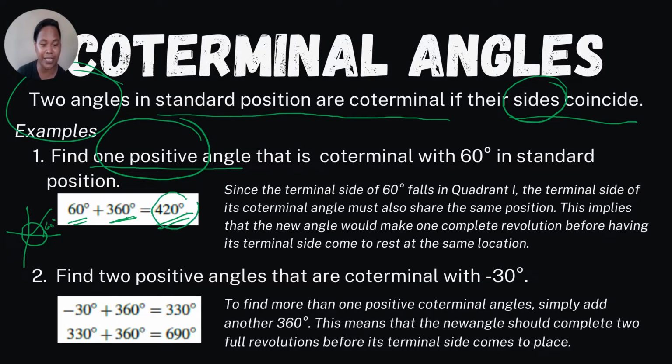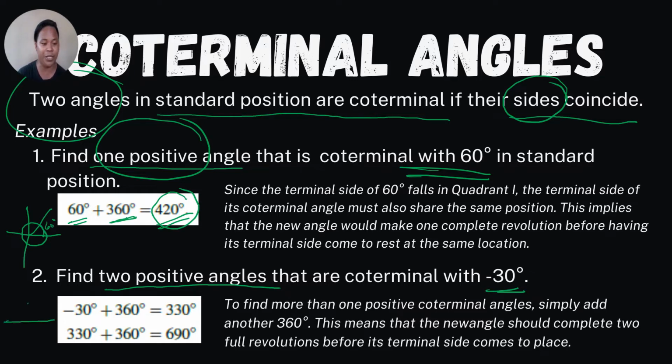And this 420 degrees is the smallest positive angle that is coterminal with 60 degrees. Example 2, we're going to find two positive angles that are coterminal with negative 30.